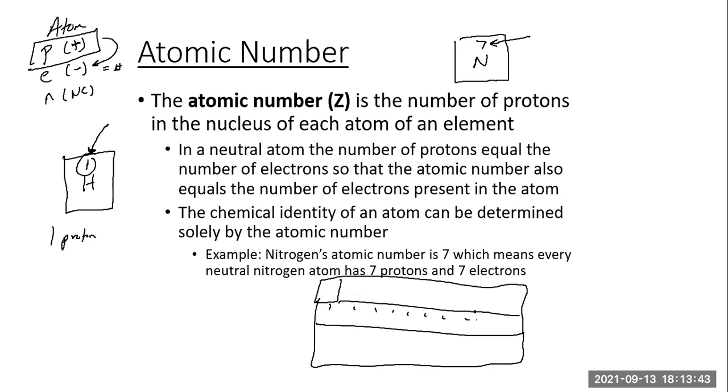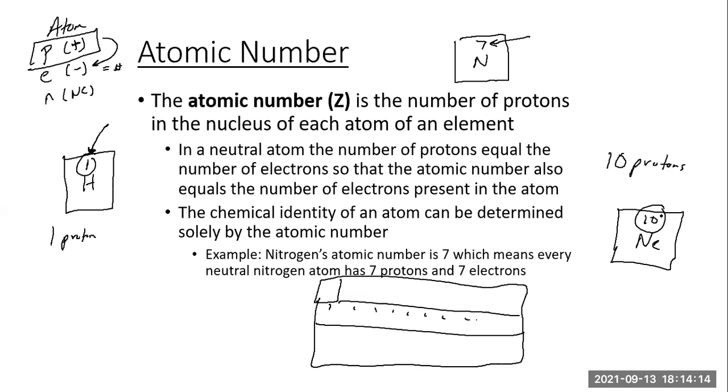As I was mentioning earlier, it is the number of protons, which is the atomic number, that tells you what element you're dealing with. So if I said, I have 10 protons, I could go to the periodic table and find number 10, and it will say neon underneath it. And neon would have 10 protons and also 10 electrons if it was neutral.